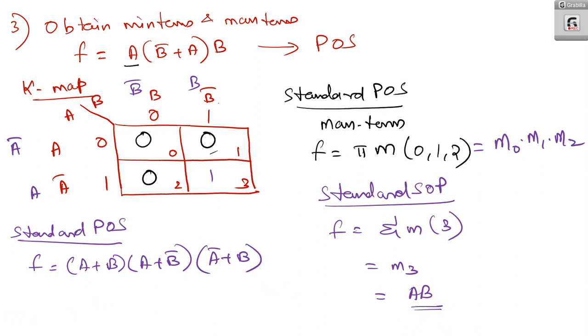I will do this same thing using the Boolean expression. F is equal to A into B bar or A and B. So we just expand it. If I am expanding it, how do you write? You will get A B bar or A dot A.